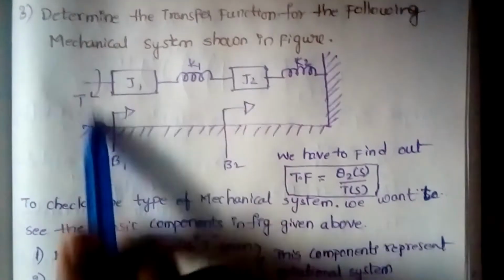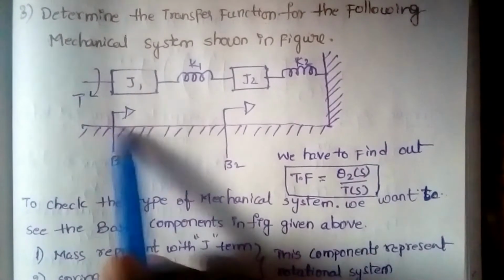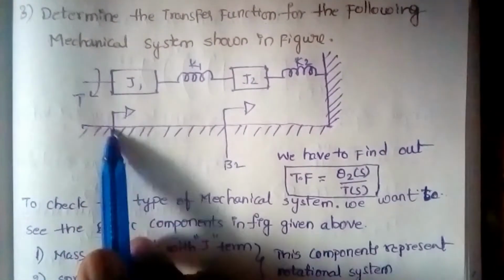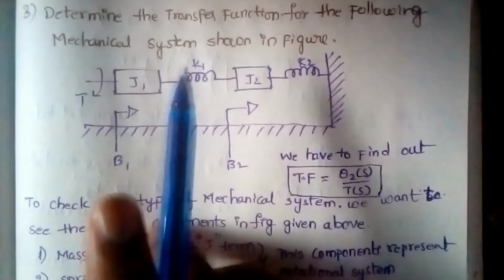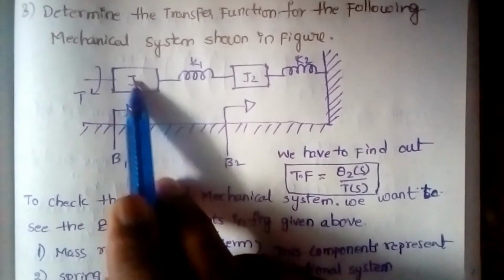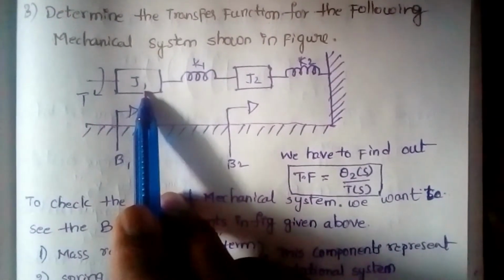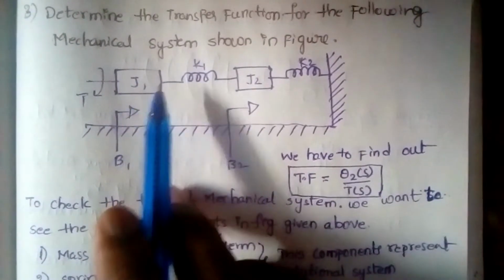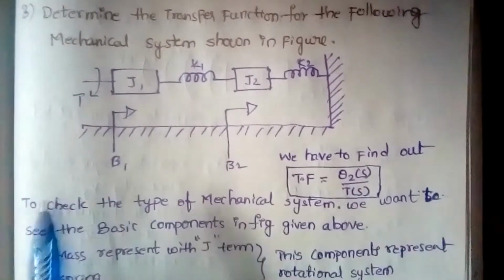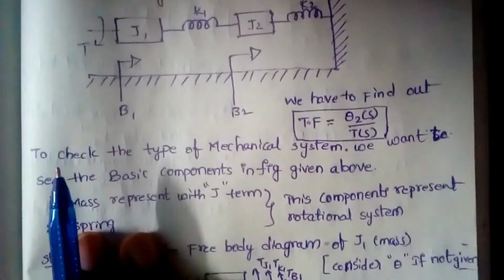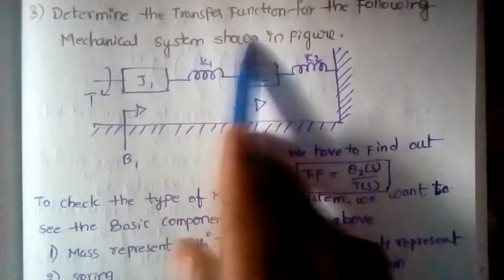If there is a circle here, then there is no friction. If there are no circles, friction occurs on the mass through the surface. So, the first question: which system is this? When you see a question where the mass block is represented with J, then it is confirmed to be a rotational mechanical system.